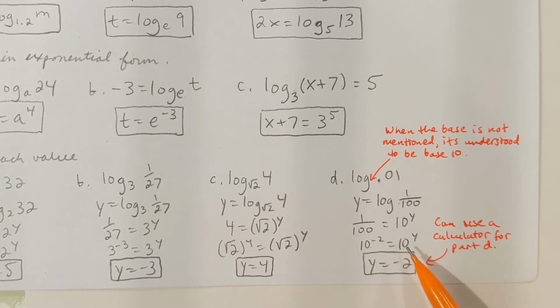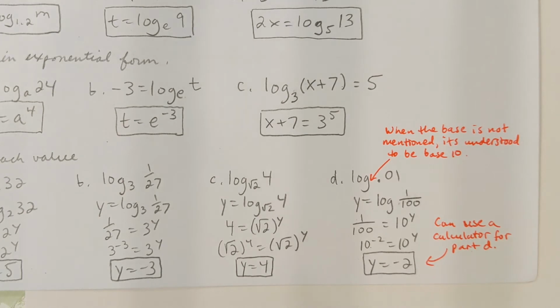I can get base 10 on both sides. 10 to the negative second, that's the same as 1 over 10 squared, or 1 over 100. And so now that I've got base 10, I can remove the 10s and set the powers equal. And it looks like y is equal to negative 2. Again, note that I've got a negative output here. Okay, log of 0.01, that's equal to negative 2.